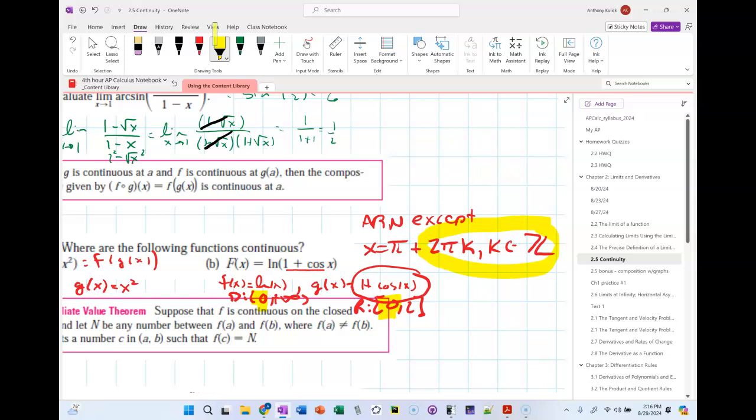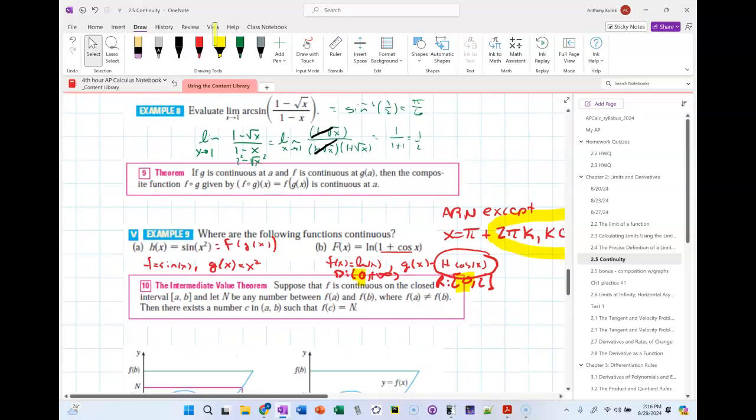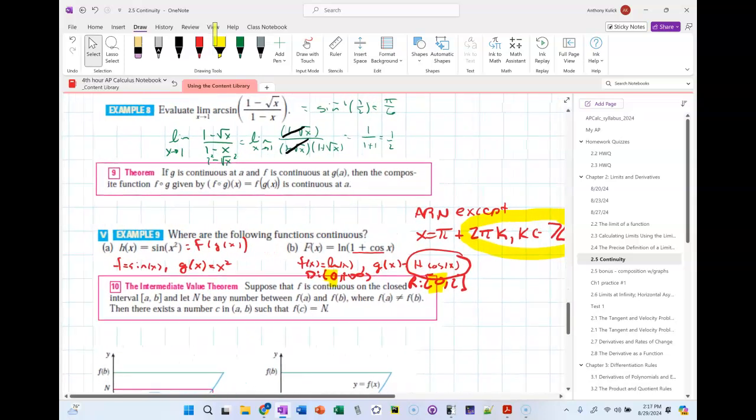So the key is the outer function. The outer function in part A was sine x. That domain is all real numbers. So it doesn't matter what g outputs. As long as it has an output, I can take f of it, right? And since the g for part A also has a domain of all real numbers, anything I put into g has an output. Any output from g I can plug into f, and that'll have an output. So everything works. Does that make sense?